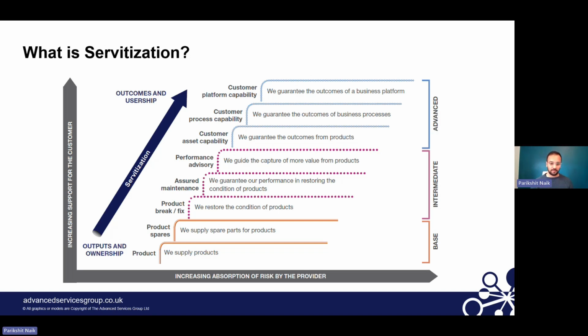And this is how we see the idea of servitization. It is a strategy of moving from outputs to outcomes. It is about moving away from pure ownership to usership. And that is how you develop the services portfolio.